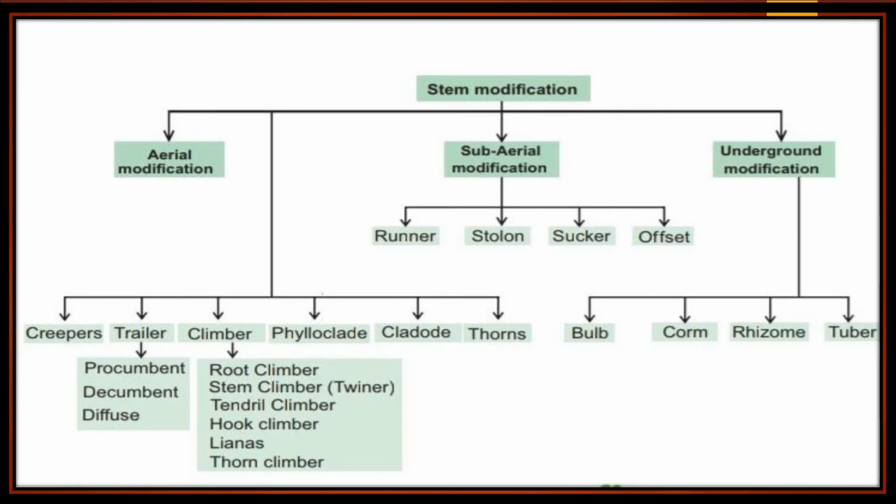Stem modification. Stem modification is again classified into aerial stem modification, subaerial stem modification, and underground modification. Aerial stem is above the soil, in the atmospheric air. Subaerial is on the surface of the soil, and underground is under the soil. Aerial modification is again classified into creepers, trailers, climbers, phylloclade, cladode, and thorns. Subaerial modifications are runners, stolons, suckers, and offset. And underground modifications are bulb, corm, rhizome, and tuber.